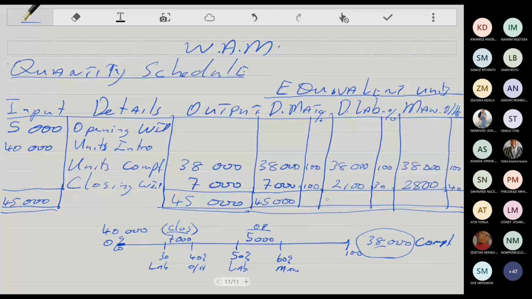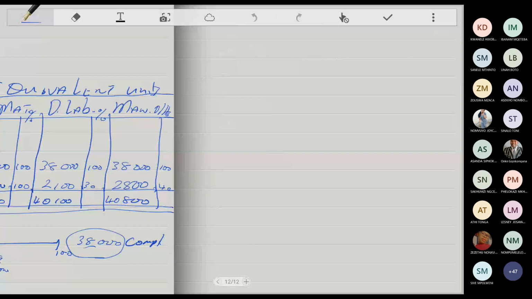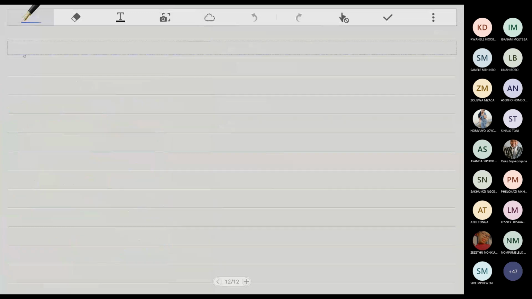So here is going to be 40,100. And here will be 1,000 plus 2,800, 40,800. So that's how you are going to produce your quantity schedule. So it's going to look like that. Hope it's clear to everyone. So let's quickly move on to the cost statement.